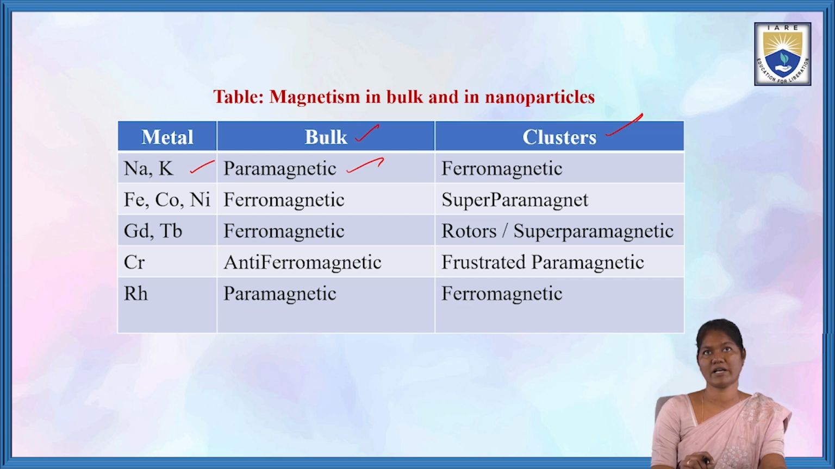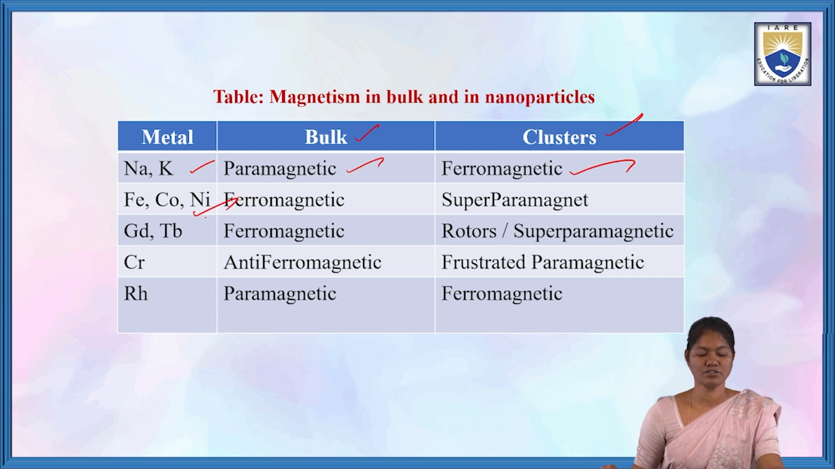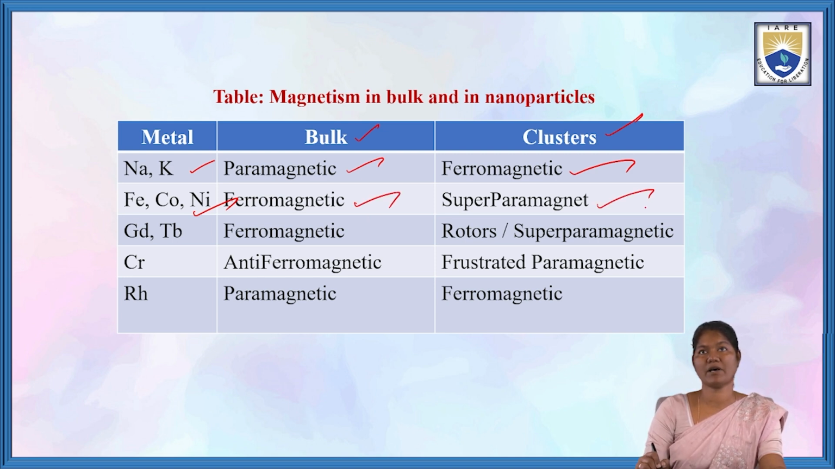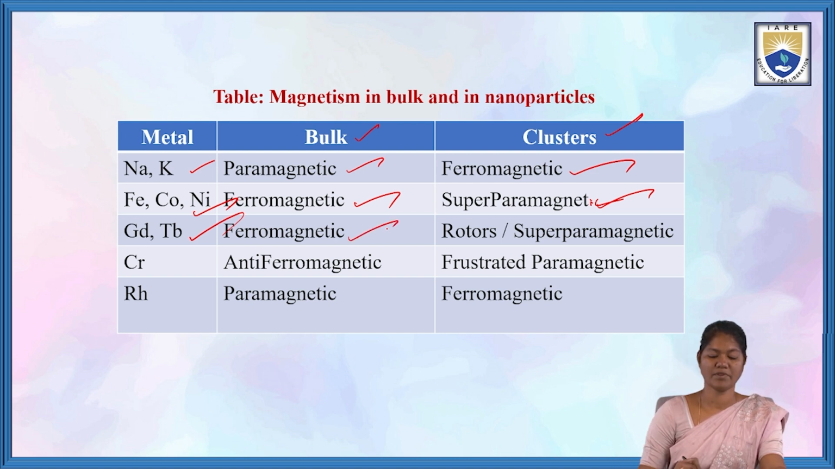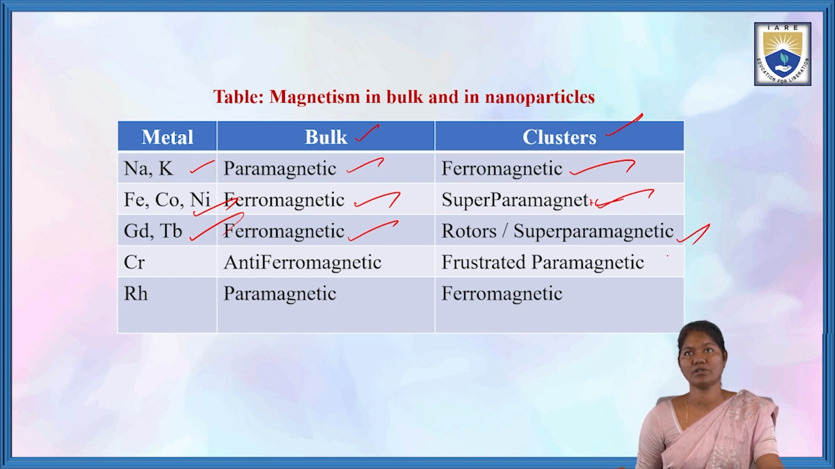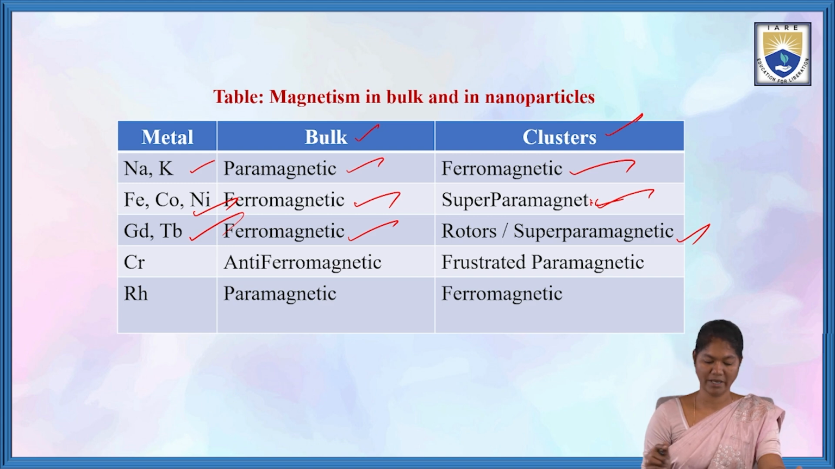It shows paramagnetic, but when coming to clusters, it shows ferromagnetic. In the second one, iron, cobalt, and nickel show ferromagnetic in bulk size and superparamagnetic in clusters. Here, gadolinium and terbium show ferromagnetic in bulk size, and in clusters they are superparamagnetic.